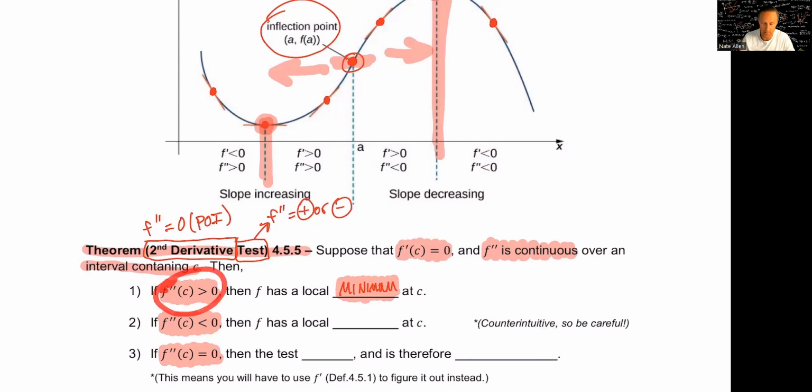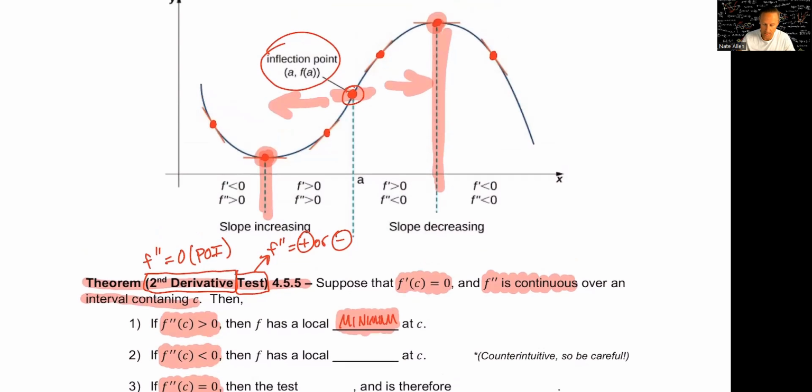If the second derivative comes out positive, then that's going to give us concavity going up, which means at that critical point, there will be that lowest value. Again, counterintuitive, so you can probably guess what happens when it comes out negative, our second derivative at that critical point. If it comes out negative, then that means it's going to be concave down at that point, which means we will actually have a maximum.